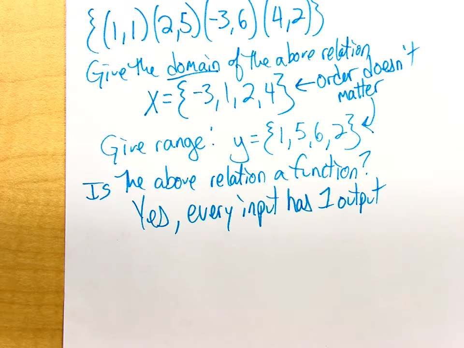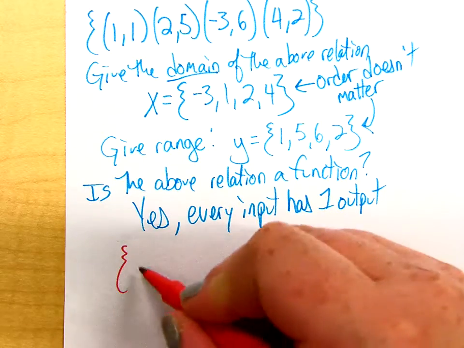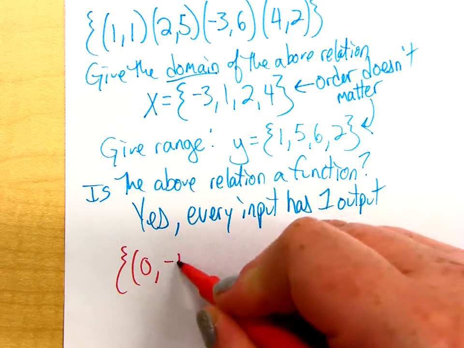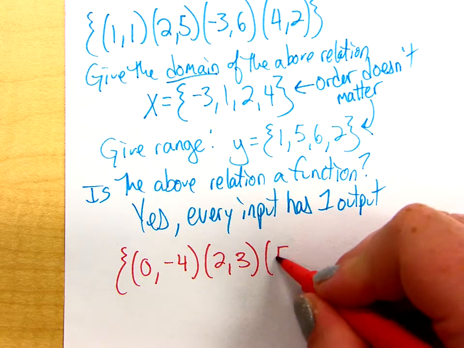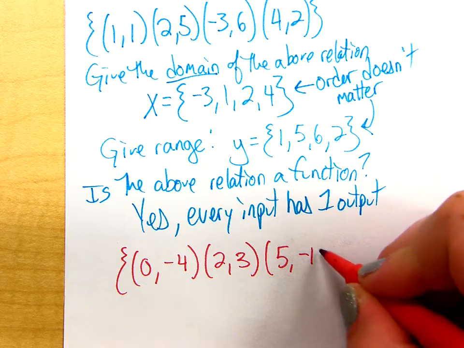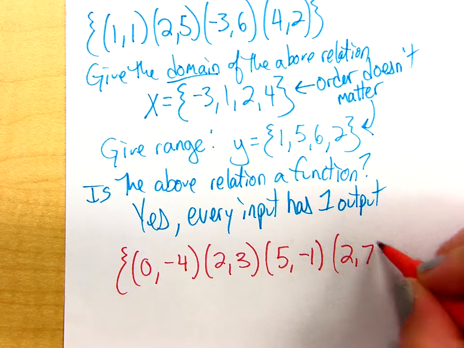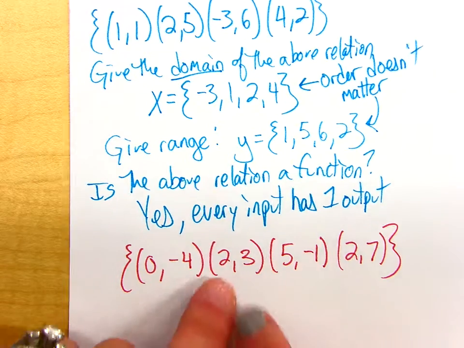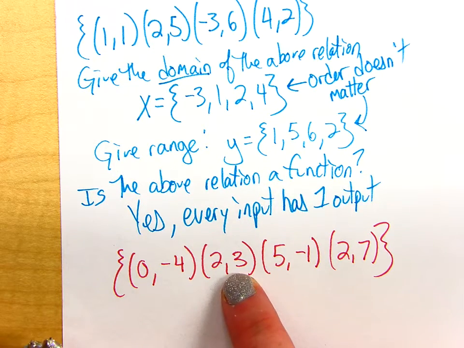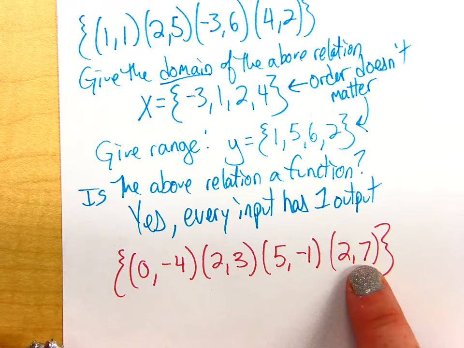So, Mrs. Avia, I'm confused. What would it look like if it wasn't a function? I'll show you. Say you had something like this. Do you see why this is not a function? Yes. When I plugged in a 2, I got out a 3. But then when I plugged in 2 again, I got out a different answer. That can't be.